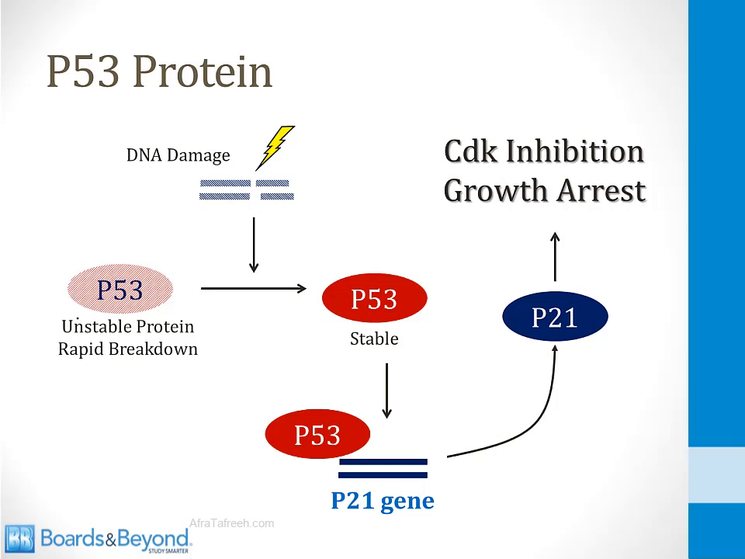So P53's role is to become stabilized and active when there's DNA damage. It will then go and activate the P21 gene, and the P21 gene product will lead to growth arrest. So when HPV inactivates P53, then this whole process can't occur, and that means that you do not get growth arrest in the setting of DNA damage. Instead, you get continued growth, and that's what leads to malignancy.